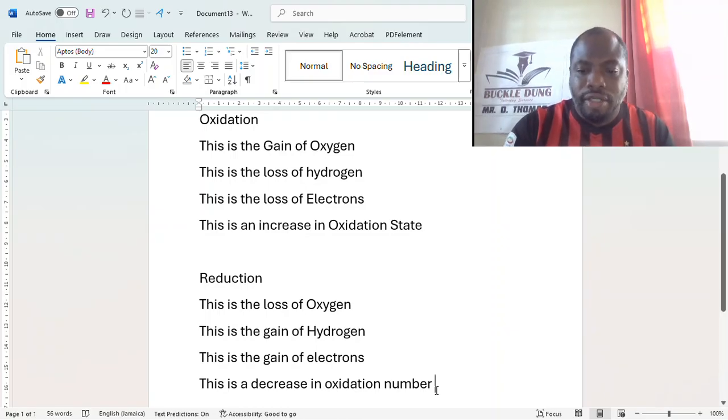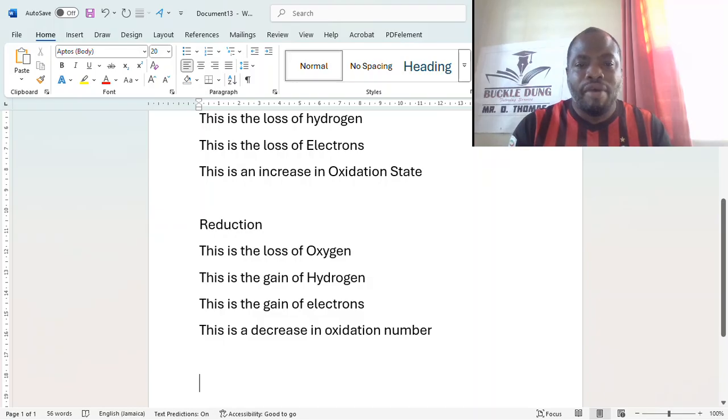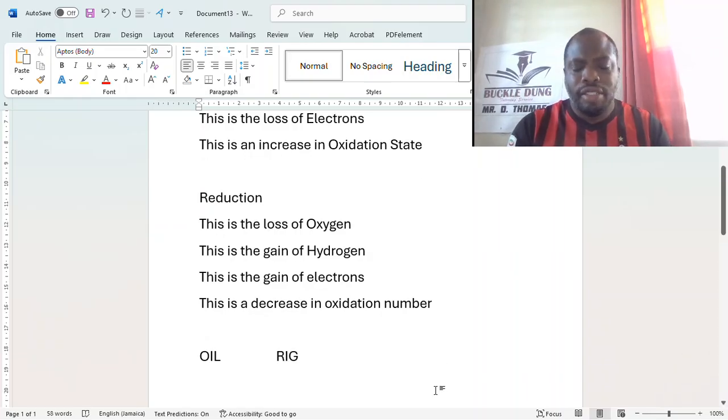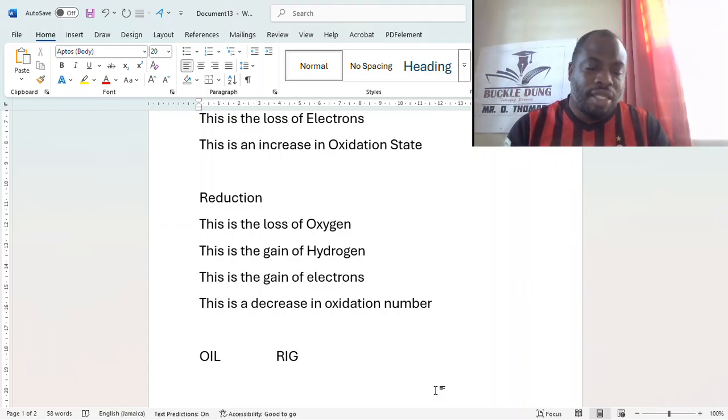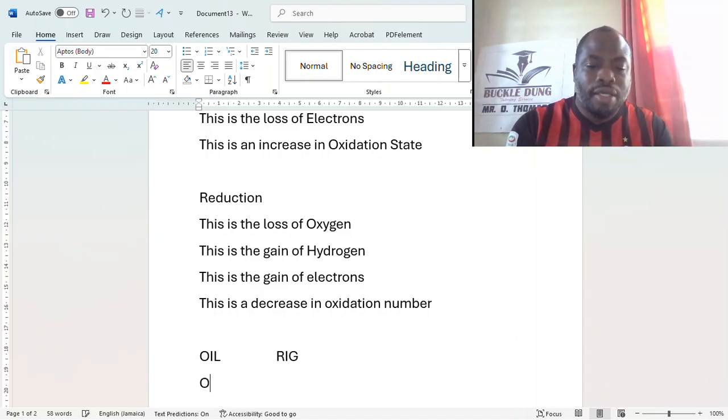Now in Jamaican terms, in the whole concept of oxidation and reduction, we will also use this little jargon, OIL RIG. Some students, if they don't remember anything, they remember OIL RIG. The only drawback is that it focuses on the concept of electrons. So if you can remember OIL RIG, then you know what is happening with electrons in terms of oxidation and reduction. So OIL means oxidation.